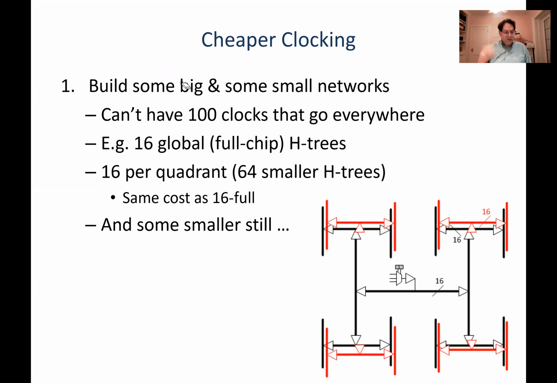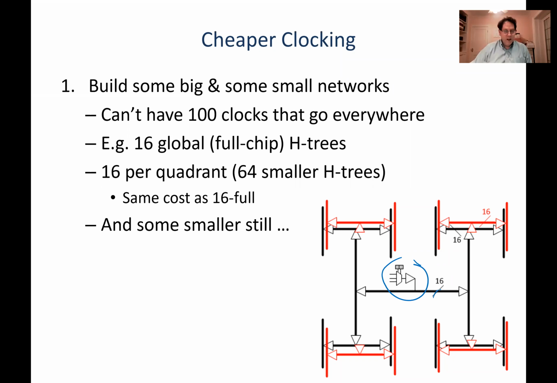So one idea is essentially what you guys just suggested. Build some big and some small networks. We can't have 100 clocks that go everywhere. That's not going to happen in a design. So we could build some big clocks, and a common one that's been used in a bunch of FPGAs, including some of the Intel ones that I'm most familiar with, is to build, for example, 16 global clock trees. Global meaning they're full chip H trees. They look just like what I drew, right? We've got some programmability of how you get on this. And you don't build one of those H trees, you build, for example, 16 of them. They go everywhere. Okay, 16 is still not enough for 100 clocks though.